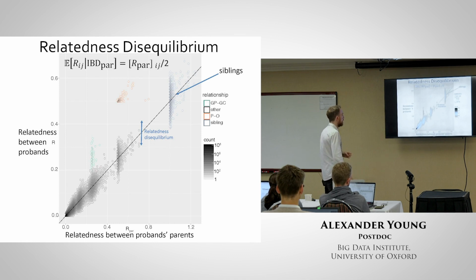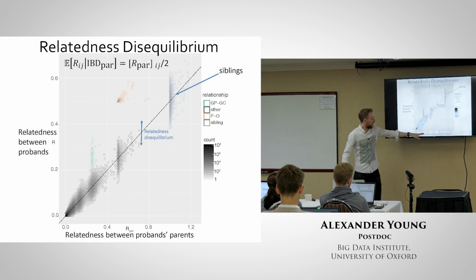And the key idea underlying that is this phenomenon of relatedness disequilibrium, which is a consequence of the random segregation of genetic material in the family. The basic idea here is the relatedness between the parents. So you have the relatedness between one set of parents and another set of parents. Then, based on the laws of Mendelian inheritance, you can compute the expected relatedness between the offspring of one set of parents and the offspring of another set of parents. And that's what I'm showing here.